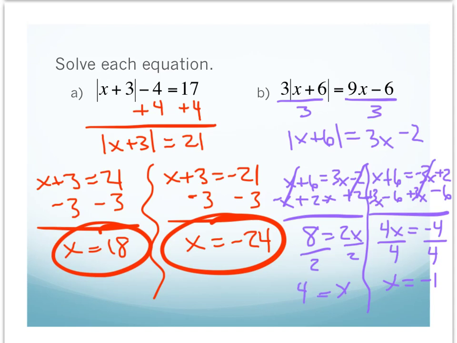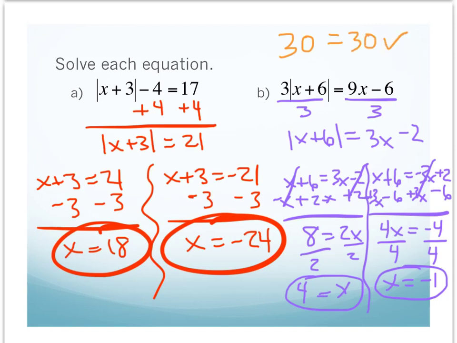Now what you need to do, when you have an x value on both sides, is you need to check your answer and make sure it works. So we have two possible answers, 4 and negative 1. If you input 4, on the left side, 4 plus 6 is equal to 10, and the absolute value of 10 is 10. And so you would get 30. On the right side, if you let x equal 4, 9 times 4 is 36, minus 6 is equal to 30. So that works. That checked out.